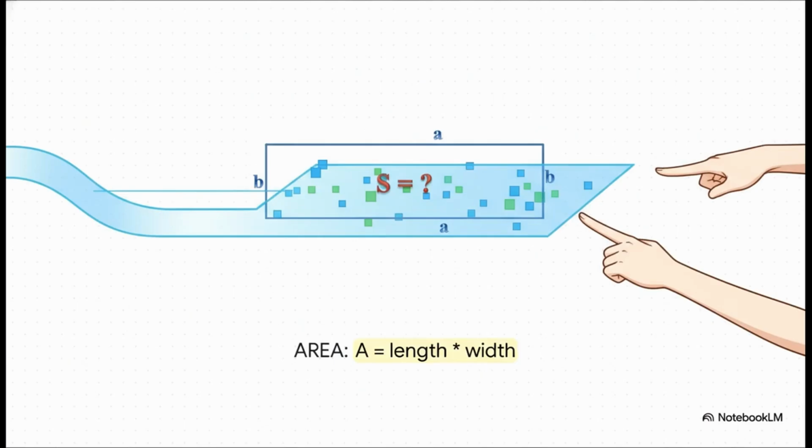And what about the area, all that space on the inside? That's even easier. To find out the total surface of any rectangle, you just multiply its length times its width. That's all there is to it. This is the simple math that takes us from that one-dimensional border to the two-dimensional space inside.